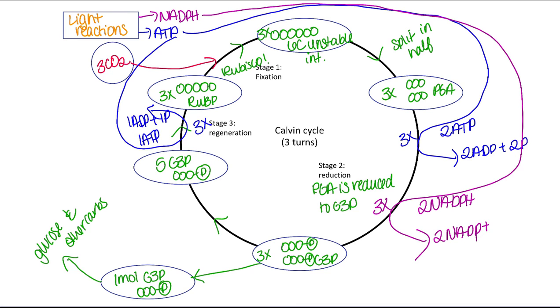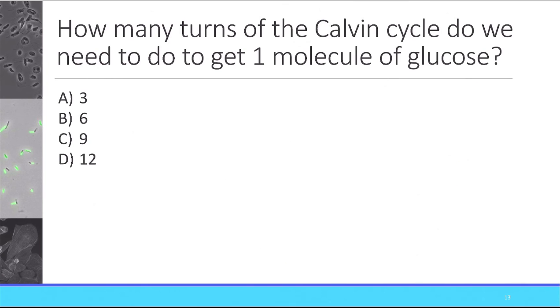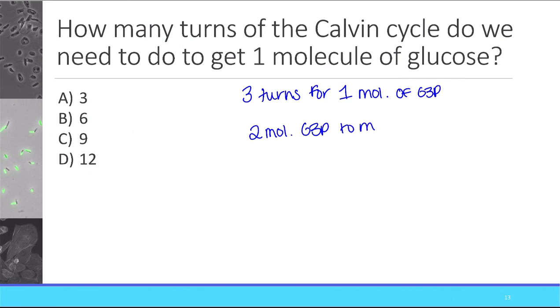So now what we're going to do is answer a really quick practice problem, and I've kind of already given away the answer. This question is asking us, how many turns of the Calvin cycle do we need to do to get 1 molecule of glucose? So recall that we need 2 turns for 1 molecule of G3P, and we need 2 molecules of G3P to make 1 glucose.